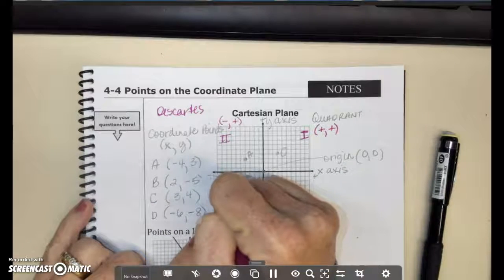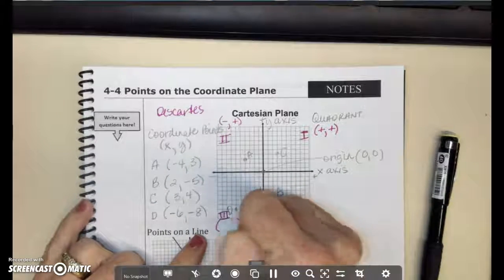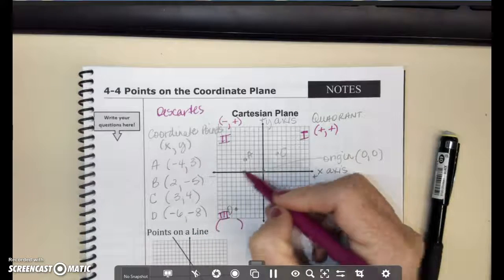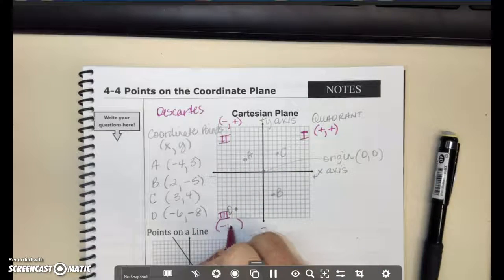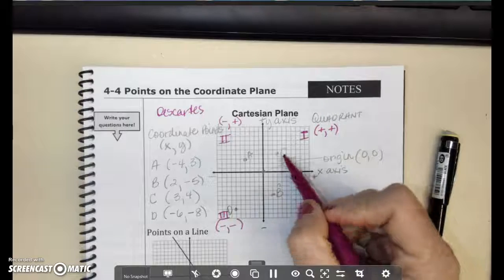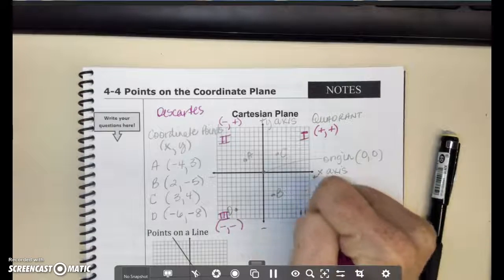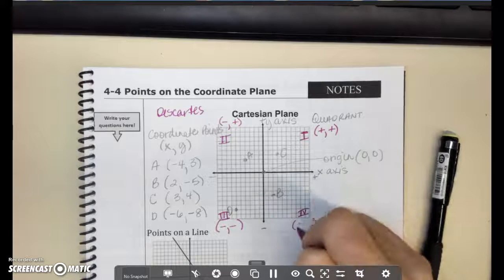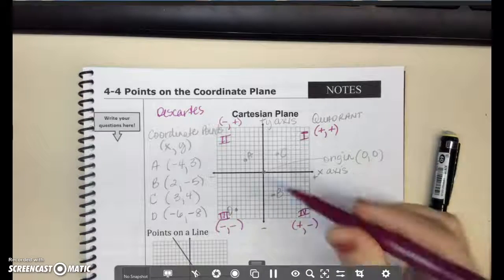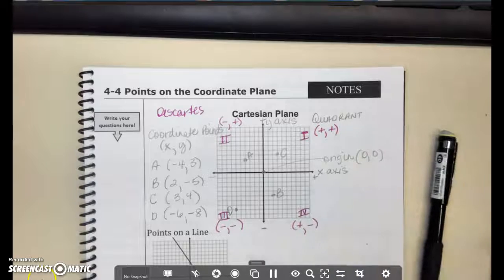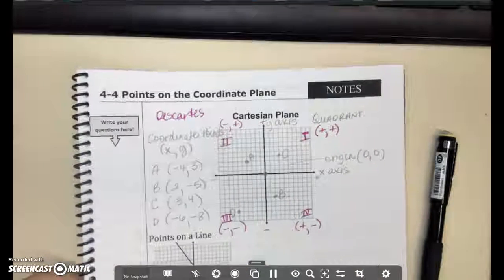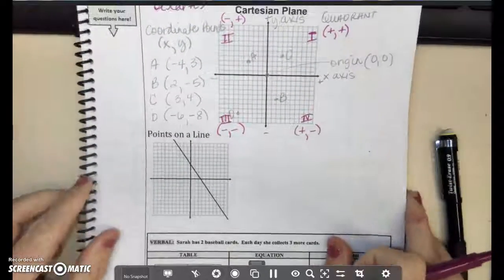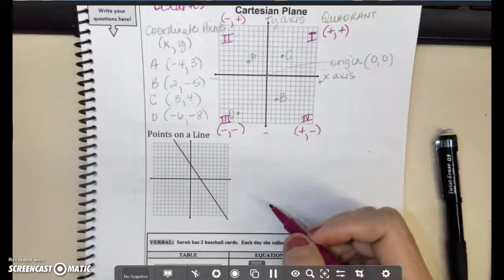In quadrant 3, both coordinates are negative. We go to the left, and then we go down. So we have negative, negative. And in quadrant 4, Roman numeral for 4 looks like that. And in this, our x-coordinate is positive, and our y-coordinate is negative. We go to the right, and then we go down. Okay, so that's the basics of plotting points, and we'll do a lot of practice on that in class, so it becomes really easy for you.